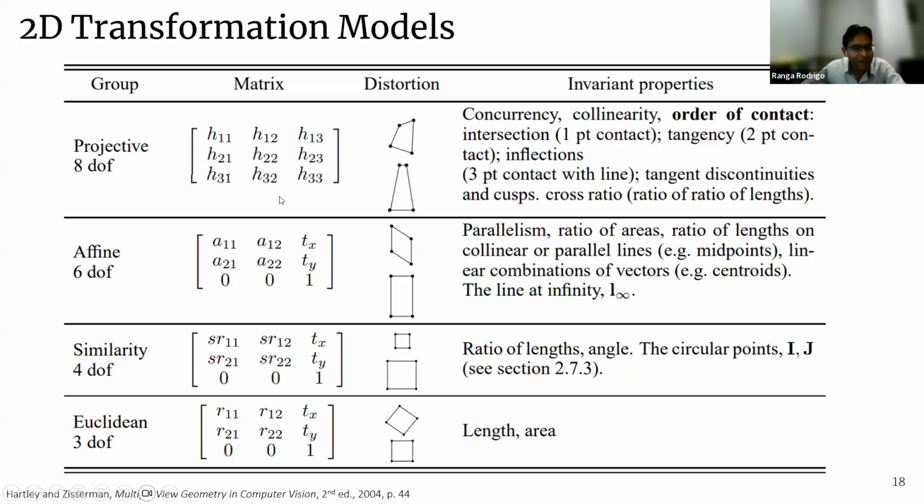So here are projective transformations. 9 numbers are there. Fine, again, a similarity, a Euclidean. You can see the things that change and things that do not change also. But it is slightly more complicated than what we studied, these from the multiple view geometry book.